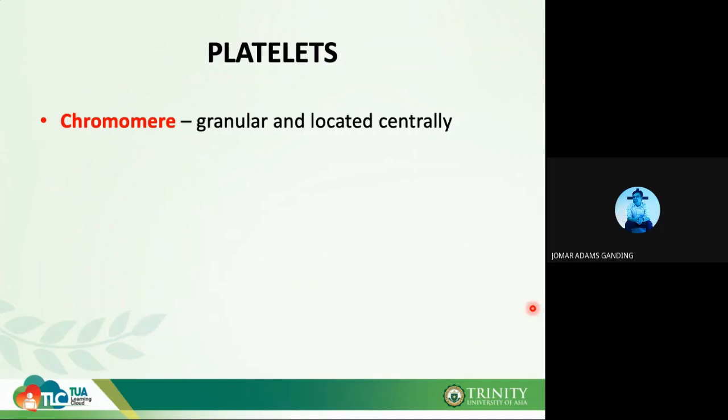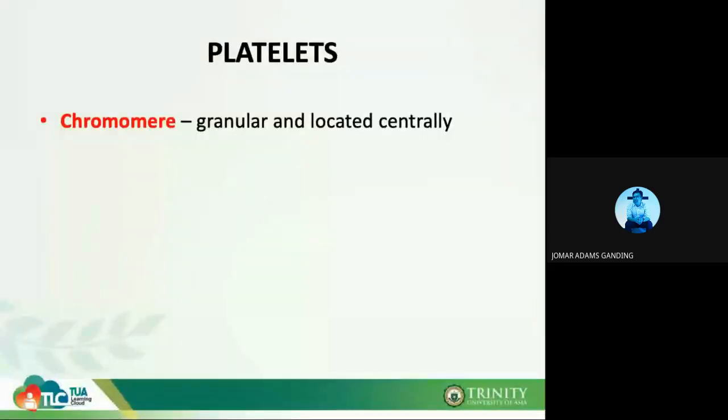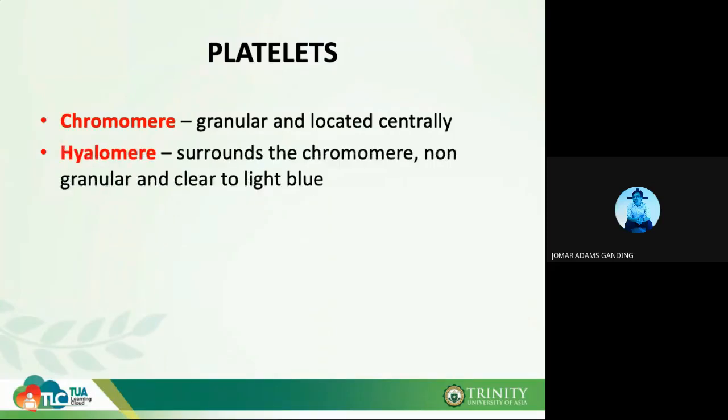So, take note of that, guys. The one that you are seeing with granules and centrally located, we call that your chromomere. On the other hand, the one that surrounds it, colored clear to light blue, are your hyalomere.